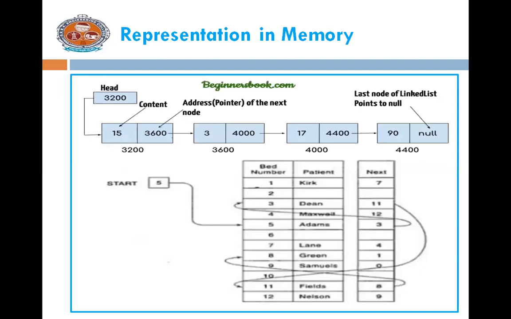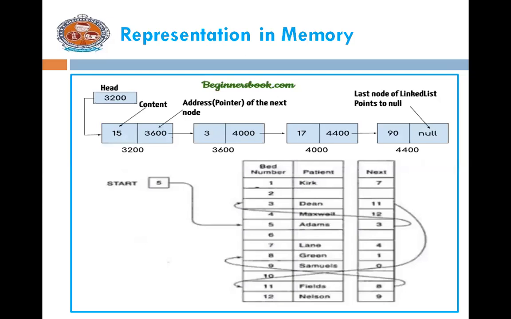The data in the first node is 15, and in the link part, you have given the address 3600, which is the address of the second node. That's why in the link part of the first node, you have given the address of the second node, that is 3600. The data part of the second node is 3 and the address part is 4000, which is the address of the third node.